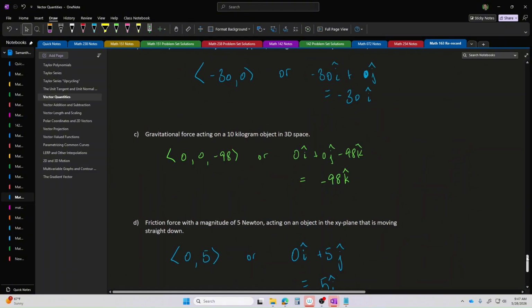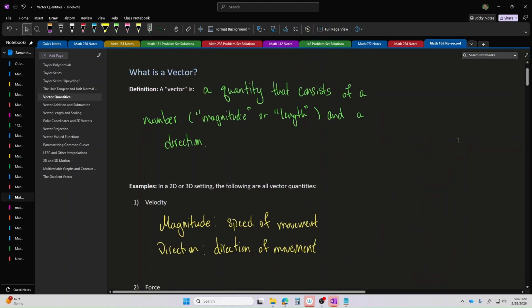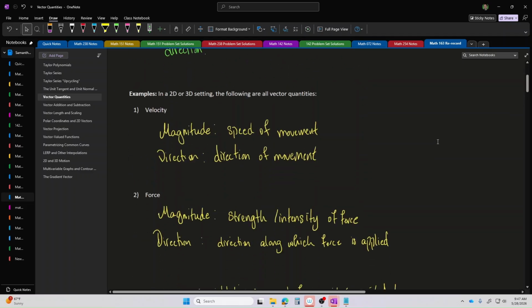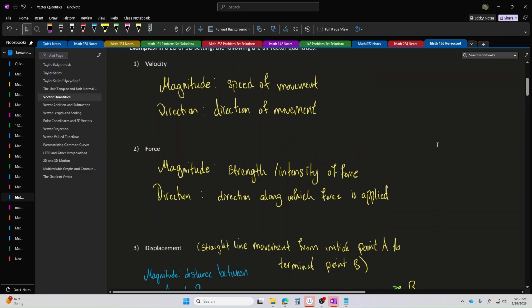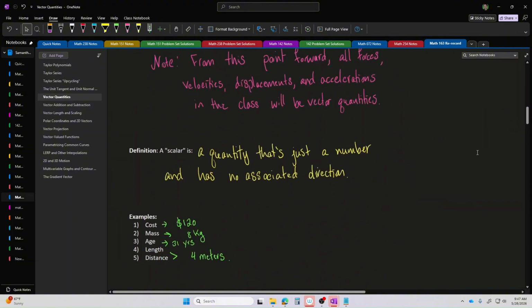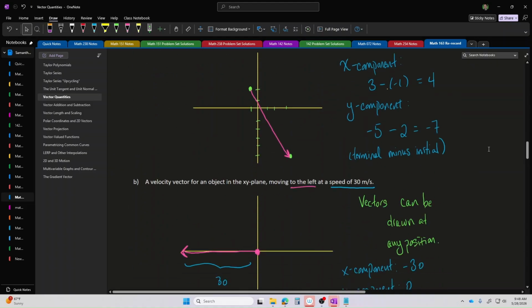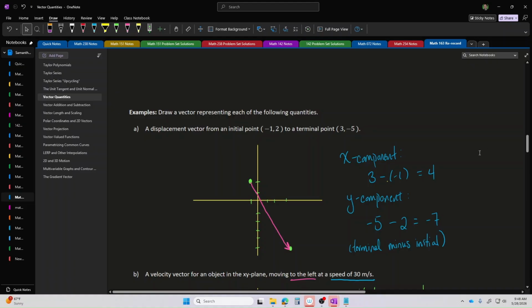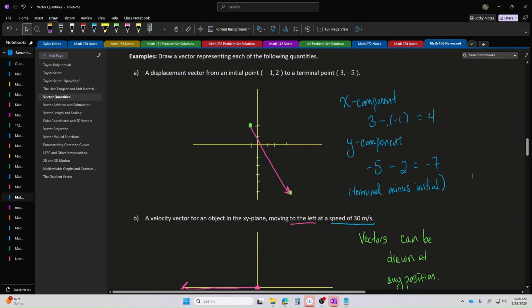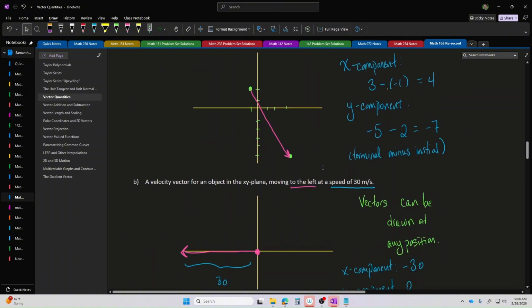Okay, that concludes this video. In this video, we talked about vector quantities, which are quantities that consist of two pieces of data, a magnitude and a direction. For example, velocities and forces are best understood as vector quantities. When you draw a vector, vectors are drawn as arrows, where the direction of the arrow is the direction of the vector, and the length of the arrow is the magnitude of the vector. And when you draw vectors, their actual position doesn't matter.